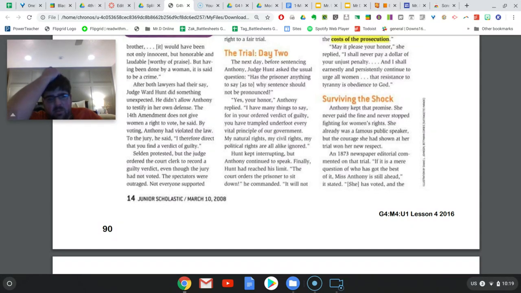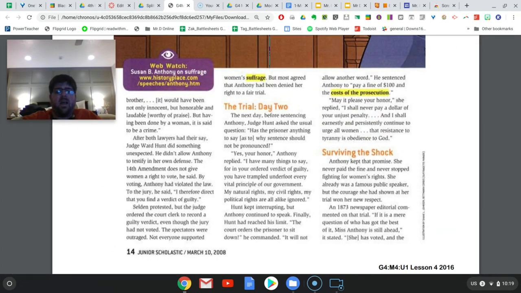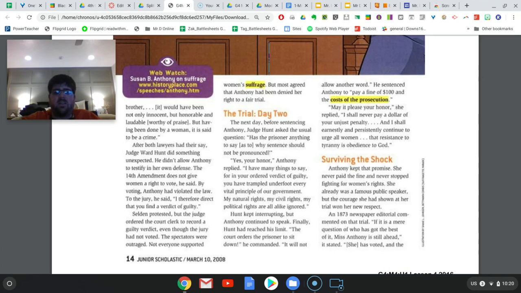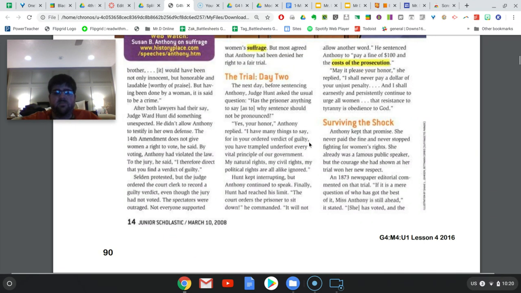Hunt kept interrupting, but Anthony continued to speak. Finally, Hunt had reached his limit. "The court orders the prisoner to sit down," he commanded. "It will not allow another word." He sentenced Anthony to pay a fine of $100 and the costs of prosecution. "May it please your honor," she replied, "I shall never pay a dollar of your unjust penalty, and I shall earnestly and persistently continue to urge all women that resistance to tyranny is obedience to God."